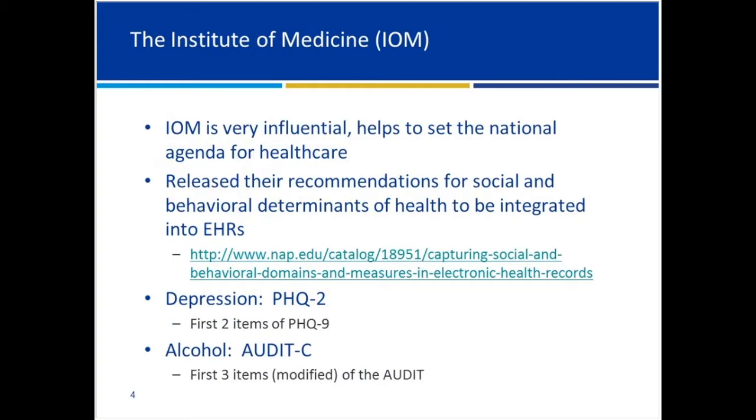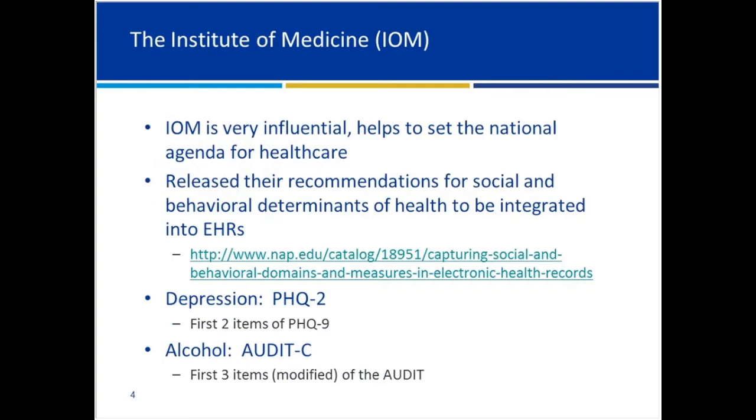If you don't know the Institute of Medicine, it's a very influential group that helps to set the national agenda for healthcare and helps to influence policy. They released recommendations for the social and behavioral determinants of health that should be integrated into all electronic health records. And we're fortunate because two of the most widely and strongly recommended domains are depression and alcohol.